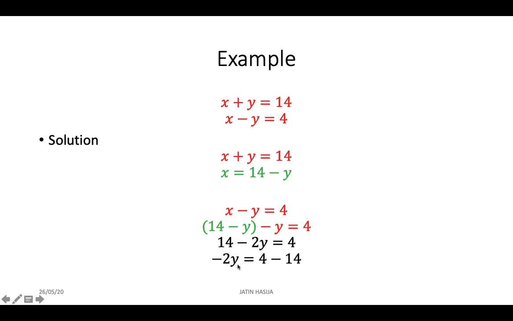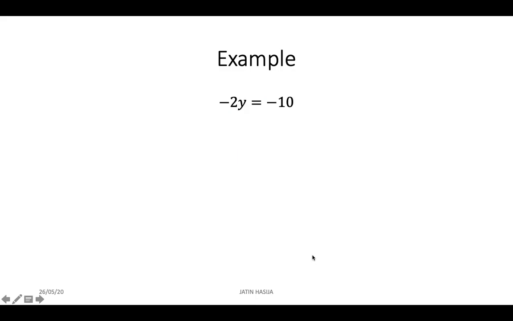Because I have to find the value of y now, every other number and every other variable will go to the right hand side. Now minus 2y is 4 minus 14, which gives you minus 10, so we can say the value of y is 5. This is my first answer.